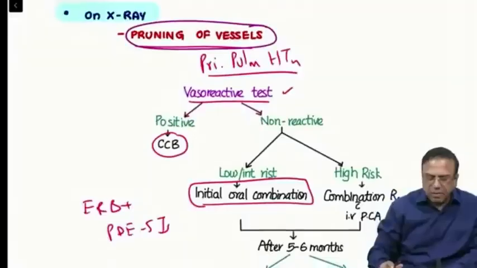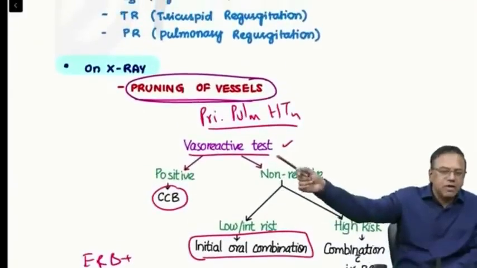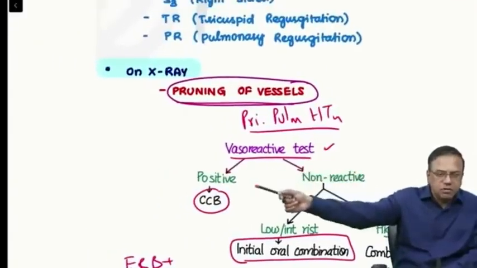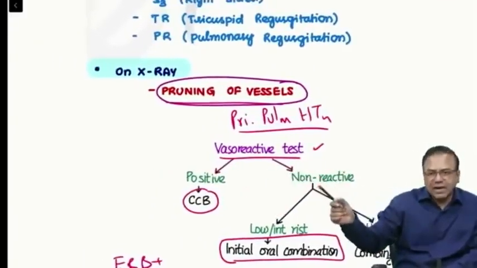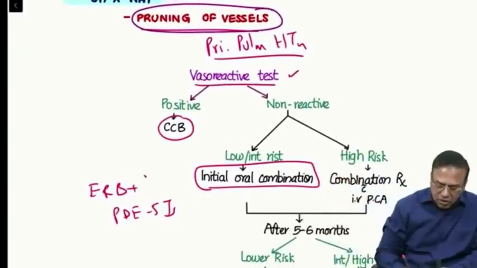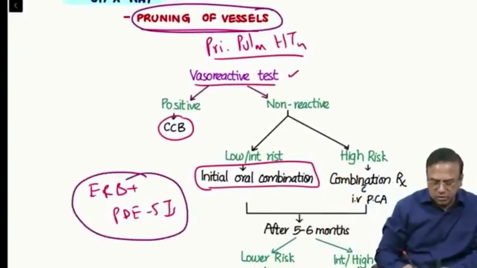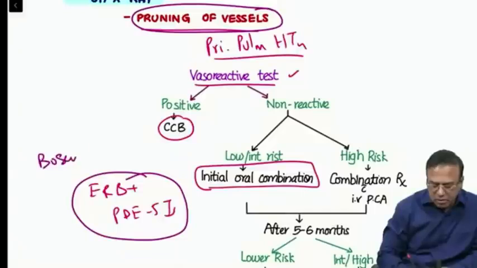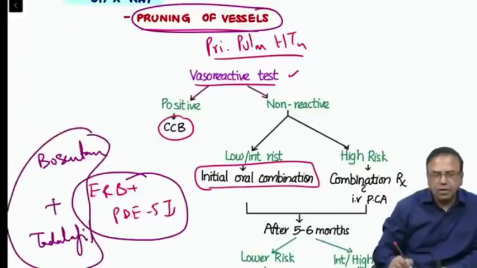In a patient with primary pulmonary hypertension, we start with a vasoreactivity test. If it's positive, give calcium channel blocker. If it's negative, then you start with oral combination like endothelin receptor blockers and phosphodiesterase inhibitors. So we generally use bosentan and tadalafil or sildenafil. This is the early combination we start with.